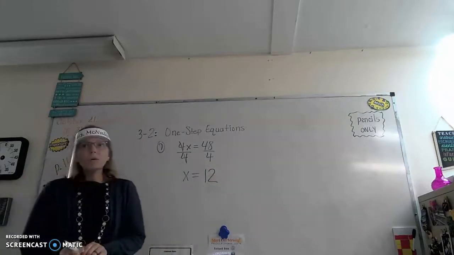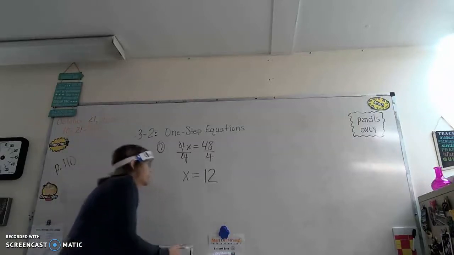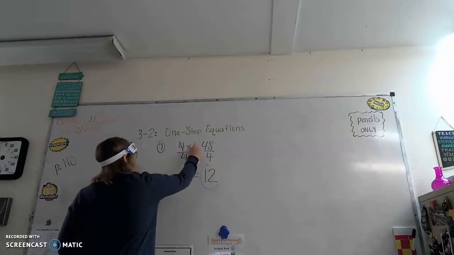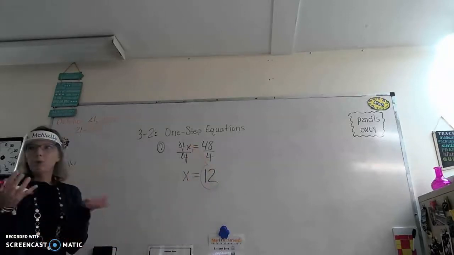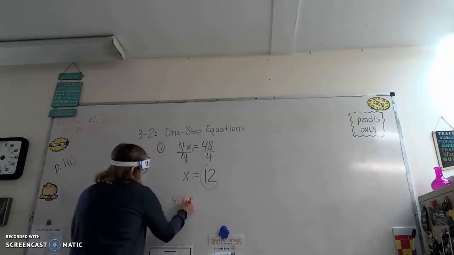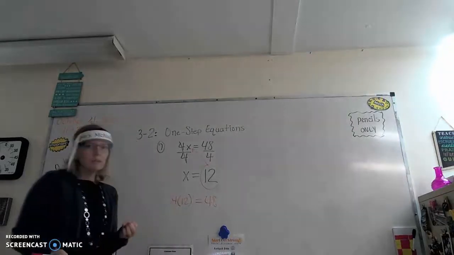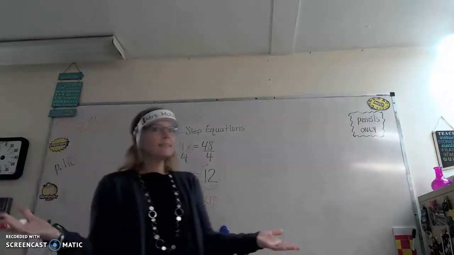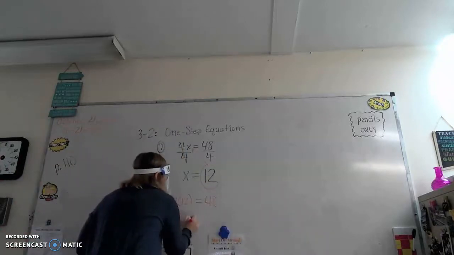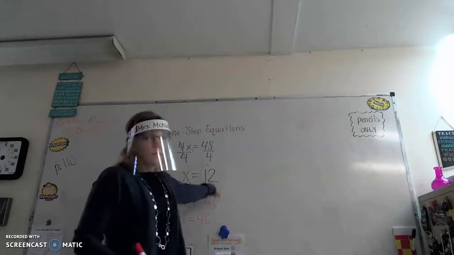So now the directions say to check our solution. To check your work, you're going to plug in the number you got for x and see if both sides are equal. So 4 times 12 equals 48. And 4 times 12 is 48. Does 48 equal 48? Yes. Then we did it right, and this is the right answer.